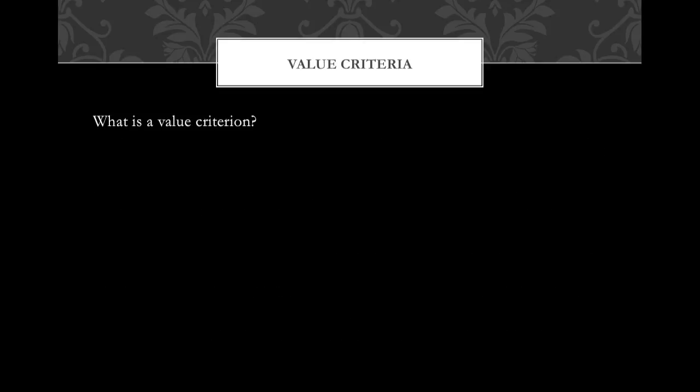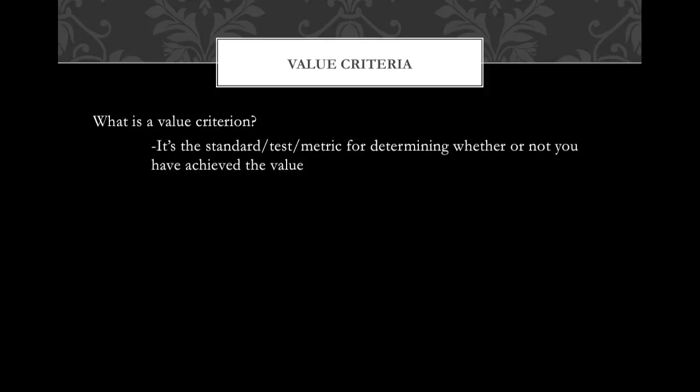Next, we're going to be talking about value criteria. So, what is a value criterion? Although a lot of novices have trouble understanding what a value criterion is, it's actually pretty simple. It's just the standard test or metric for determining whether or not you have achieved or are most consistent with the value. And although a lot of people don't spend a lot of time on the value criterion debate, it's probably the most important part to weighing arguments.